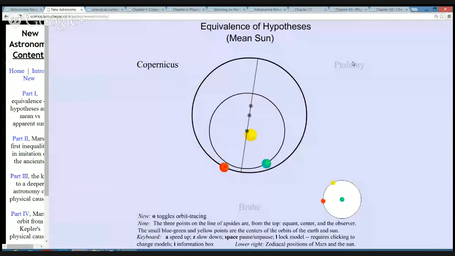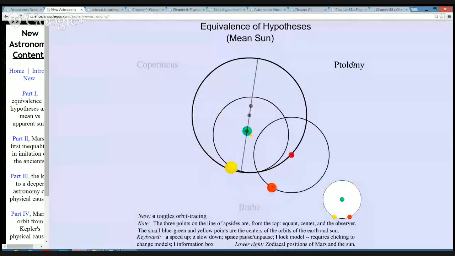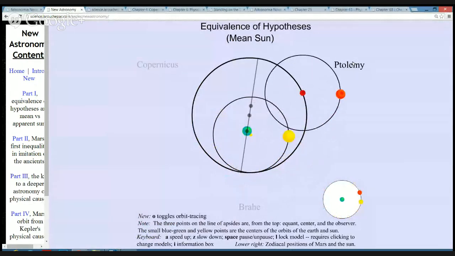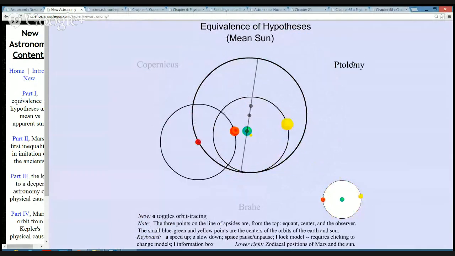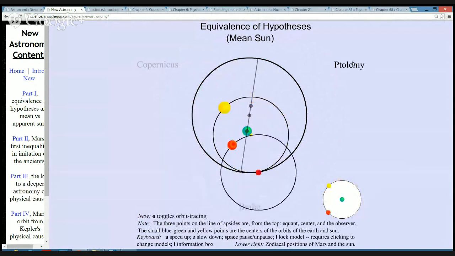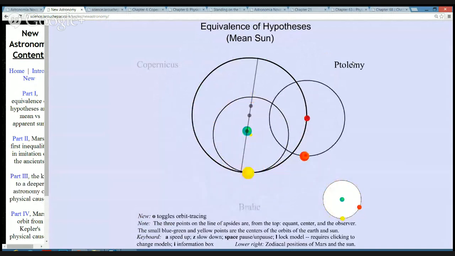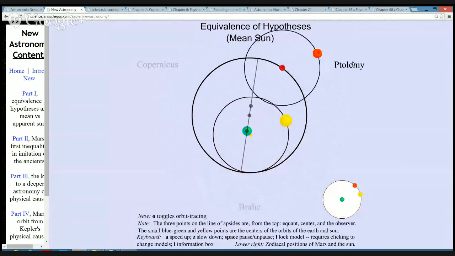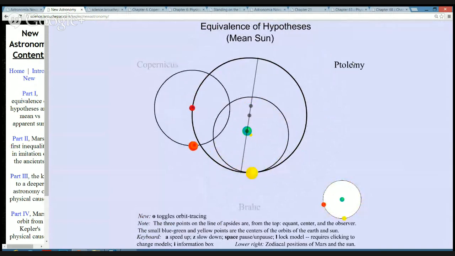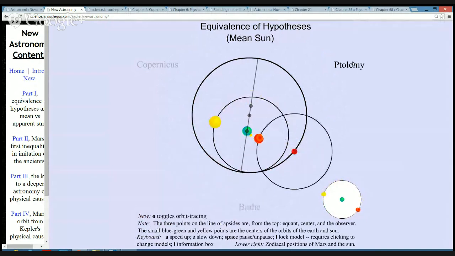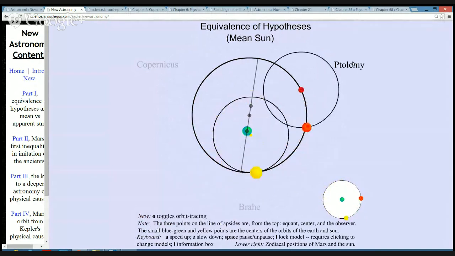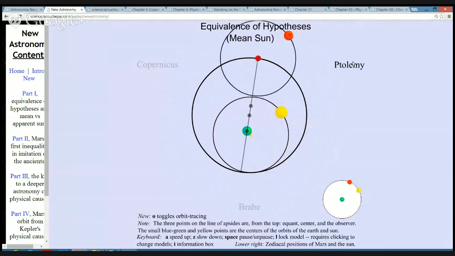So, let's start with Ptolemy. Here's a rough idea of Ptolemy's model of Mars. The small red dot that you see is moving around. First off, you see the Earth's in the middle of everything, and the sun is moving around the Earth, and unfortunately, it's running into the orbit of Mars. It doesn't really do that in Ptolemy's system. This is just an exaggerated animation. And then Mars is going around the Earth.